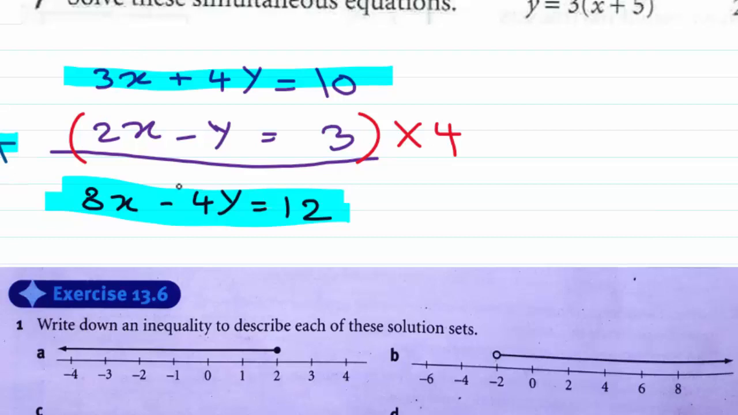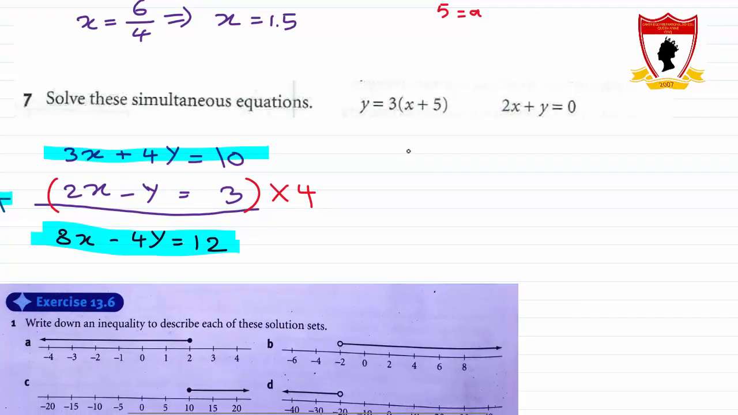Okay, 3x plus 8x, that gives 11x. 4y with negative 4y will be cancelled, 0. 10 plus 12 is equal to 22. 11 times x is equal to 22. Divide both sides by 11, you get that x is equal to 2. Using the value of x, easily we can get the value of y. You can use any of these three equations. Let's use the first one.